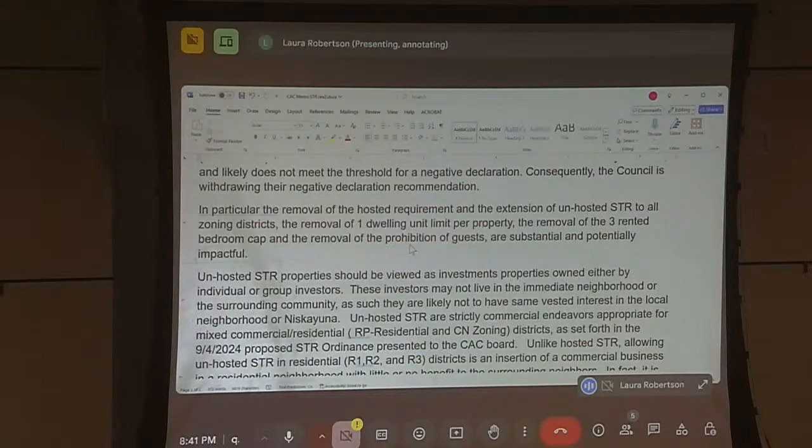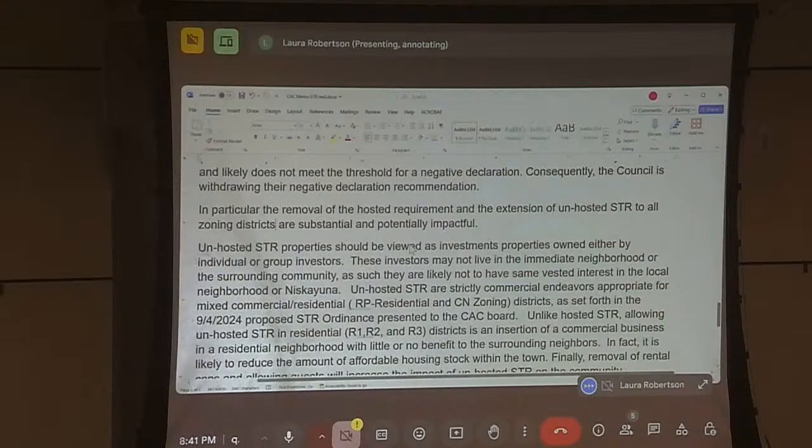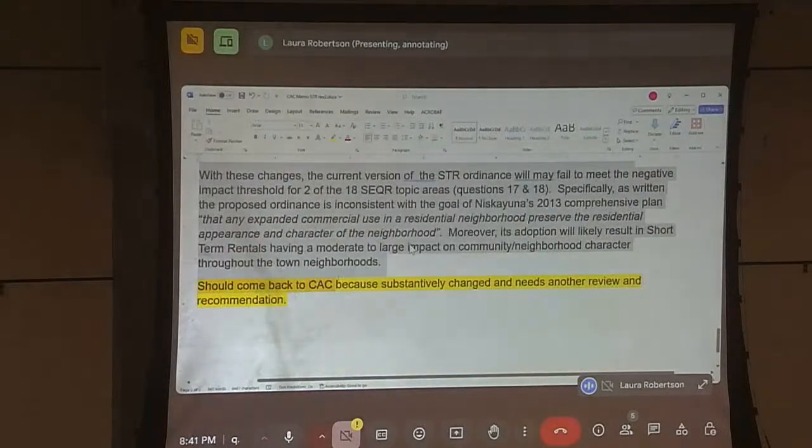Okay, so then we could rewrite that sentence and just say, basically, in particular, the removal of the hosted requirement and the extension of the unhosted short-term rentals to all zoning districts are substantial and potentially impactful. Yeah. And then I get the impression that the board does not want to go through and cite the SEQR and all the stuff on the bottom part of the letter. Is that the sense I'm getting or not?